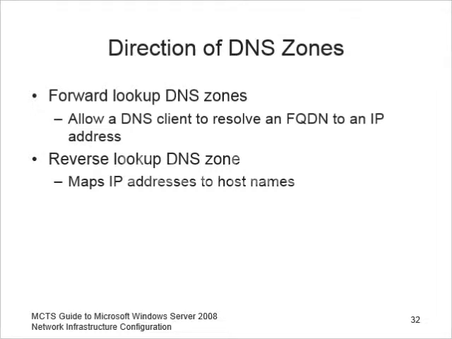On the other hand, we have the reverse lookup zone, which performs the opposite action of the forward lookup zone. It maps IP addresses to host names. The reverse lookup zones are less commonly used. Uses for reverse lookup zones include the verification of an SMTP server name.